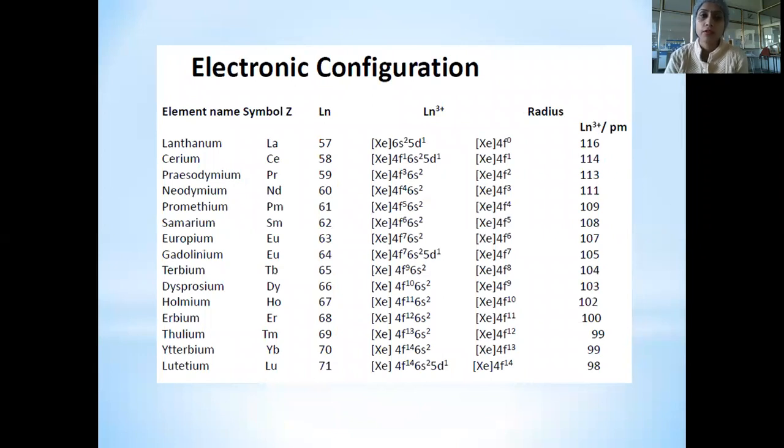Now here in this figure, the electronic configuration of all the lanthanides is given. So it starts from lanthanum, then cerium, praseodymium, then neodymium, then promethium, samarium, europium, gadolinium, terbium, dysprosium, holmium, erbium, thulium, ytterbium, and then lutetium. So lanthanum to lutetium, that is the lanthanides. And the atomic number ranges from 57 to 71. So the 14 elements from 57 to 71 are the lanthanides.